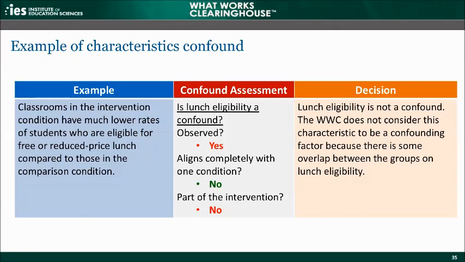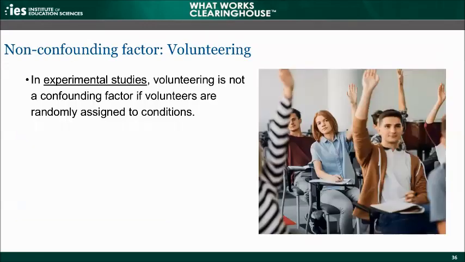And now let's go on to the next slide. Well, we need to go over a few additional considerations for the characteristics confound. And our first consideration is volunteering. WWC does not consider volunteering to be a confound in experimental studies if volunteers are randomly assigned to conditions. Next slide, please.